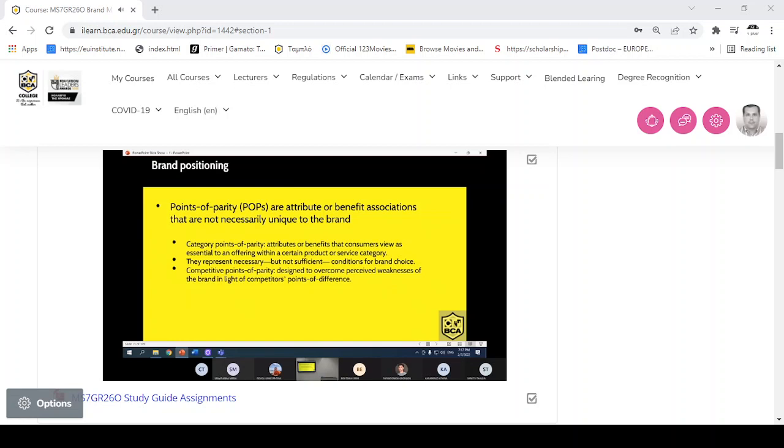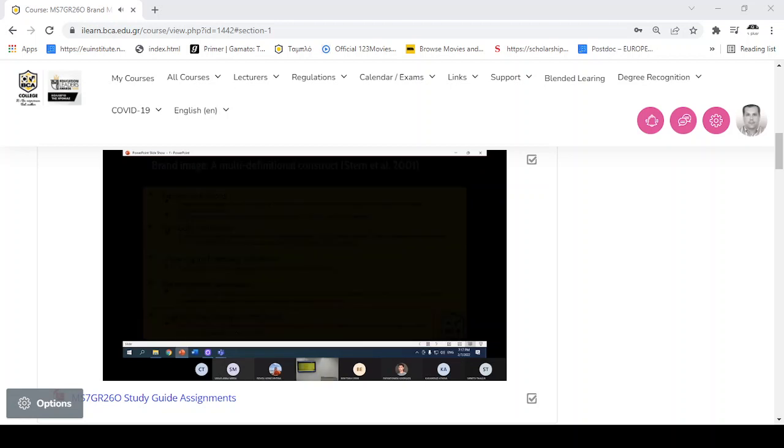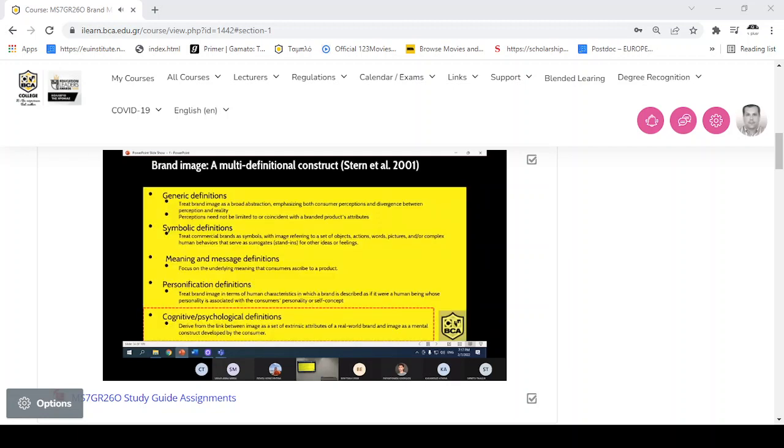There may be category points of parity or competitive points of parity. Now, moving on to brand image, this is one of the most researched topics in branding, and one of the most important aspects that must be addressed in every brand management decision as well. What you're primarily looking at is to increase your sales by safeguarding that the image attributes that make up your brand are correctly perceived by the consumer.